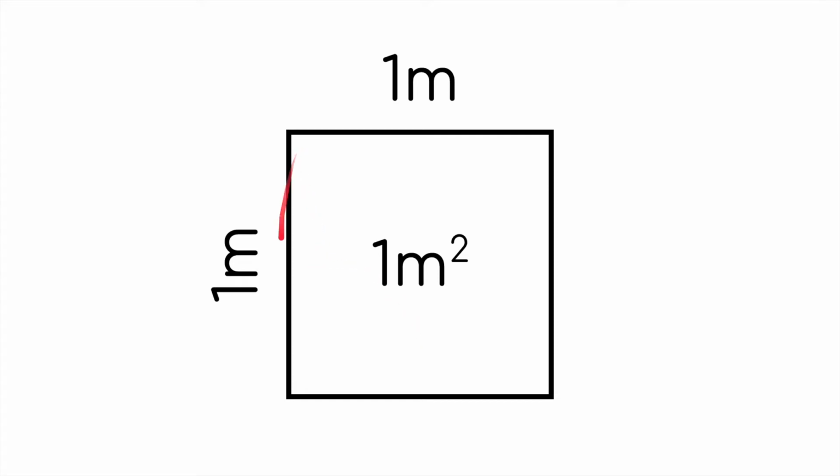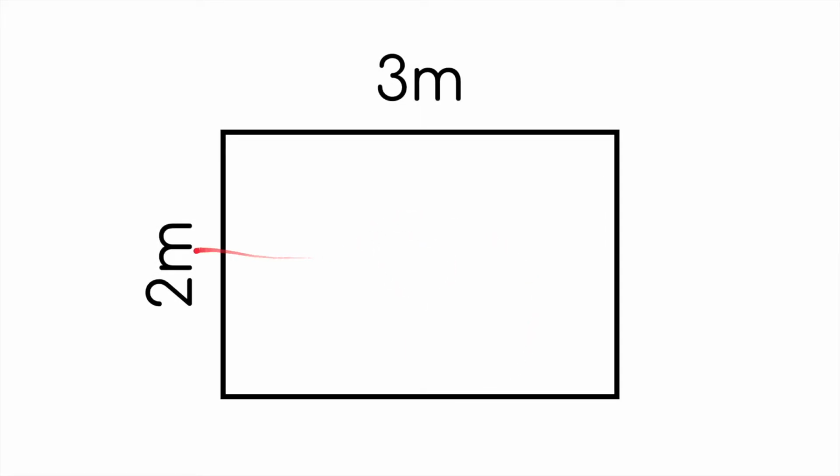And you don't just have to do it for 1 by 1 squares, you can also do it for some other rectangles. So in this case we have a 2 meter by 3 meter rectangle. How do we find the area of this? Well, first we multiply the 2 by the 3 to get 6, then multiply the meters by the meters to get meters squared, so put together that is going to be 6 meters squared.